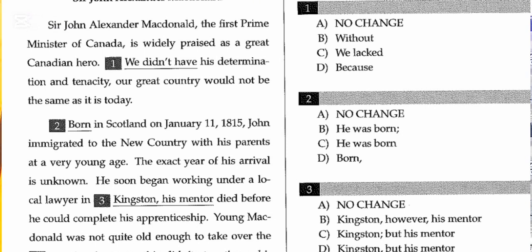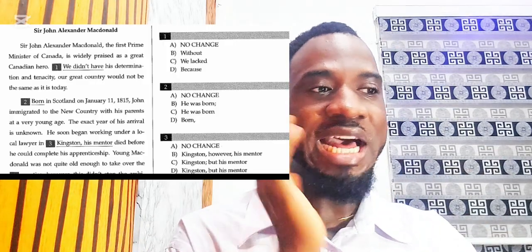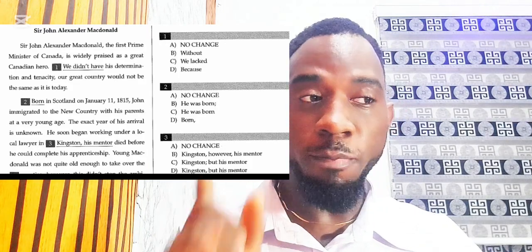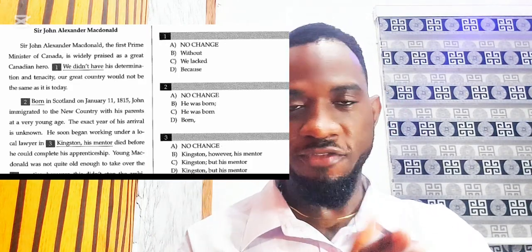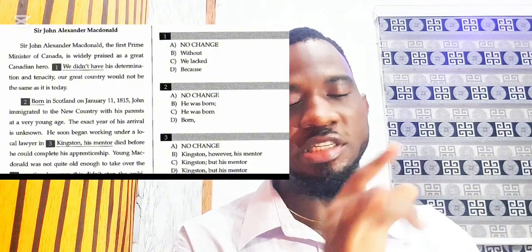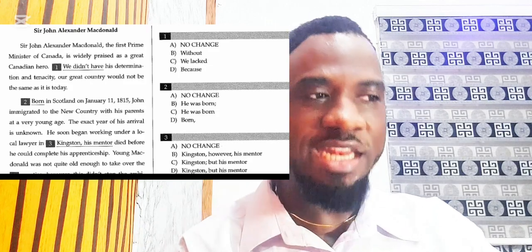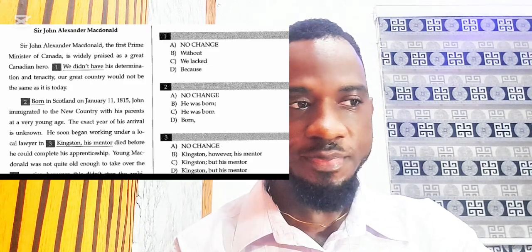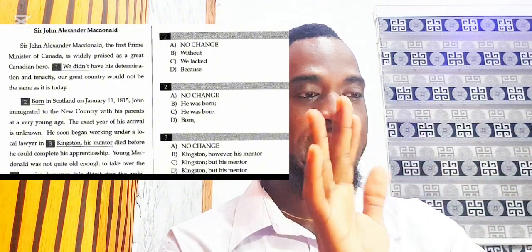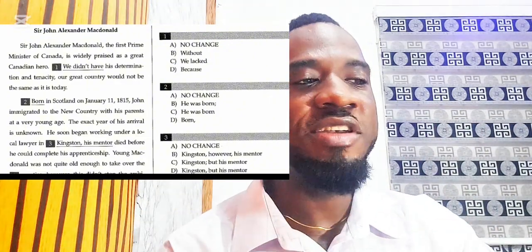We have Sir John Alexander MacDonald, the first Prime Minister of Canada, is widely praised as a great Canadian hero. By the way, the first Prime Minister of Canada is non-essential information. If you watch the previous video, you should understand what that means. It is information that the sentence can do well without. So I can take out that information and still have a complete independent clause, a complete idea, right? So when you're dealing with English conventions questions, reading those non-essentials could waste your time, right? So Sir John Alexander MacDonald is widely praised as a great Canadian hero. The next, there's a full stop, which indicates that the first has ended. That's the first sentence. We didn't have his determination and tenacity.